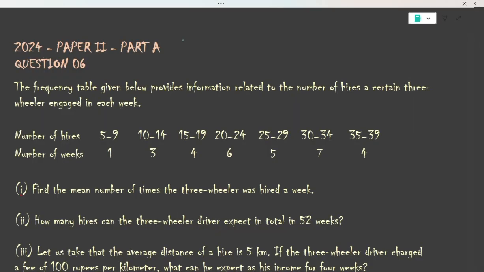Let's discuss the statistics question of 2024 O-Levels Part 2. The frequency table given below provides information related to the number of hires a certain three-wheeler engaged in each week. We have been given a grouped frequency distribution with the number of hires and the number of weeks corresponding to that.